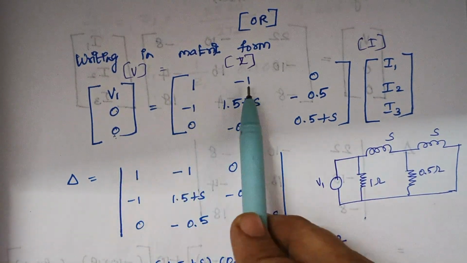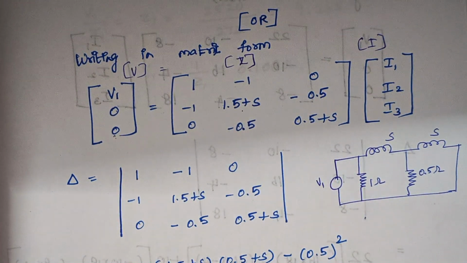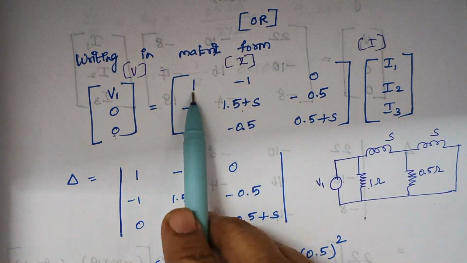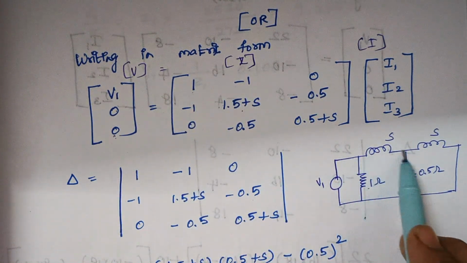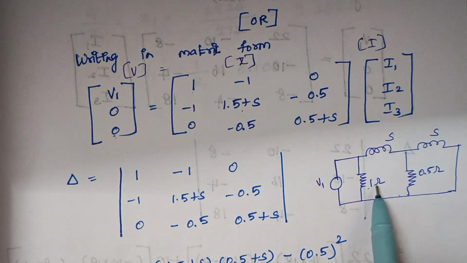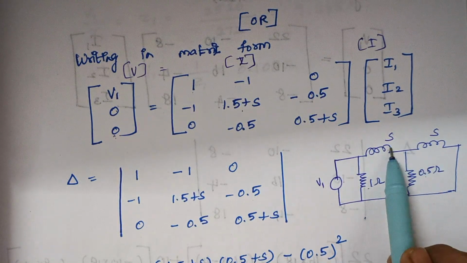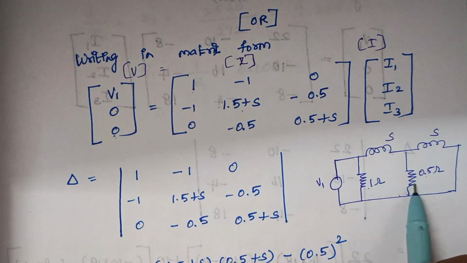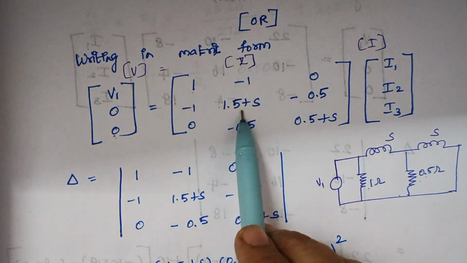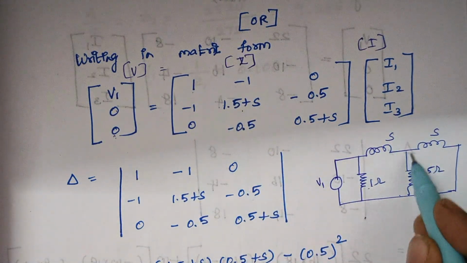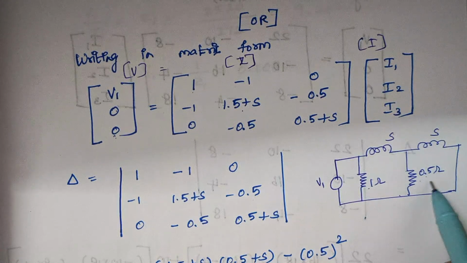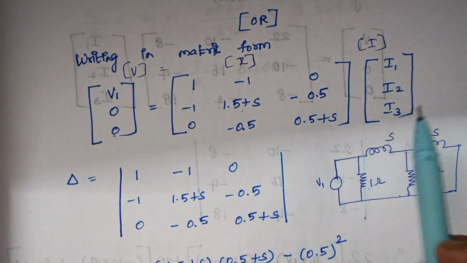And the next thing is calculating the value of the impedance. When you look at the first loop, I have only 1 ohm, so here it is 1. When you look at the second loop, here I have totally 1 plus 0.5 plus s. So 1 plus 0.5 makes 1.5, so 1.5 plus s. And finally, when you look at this part, s plus 0.5.